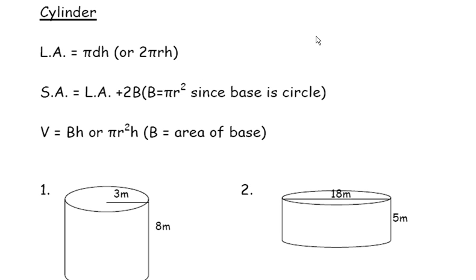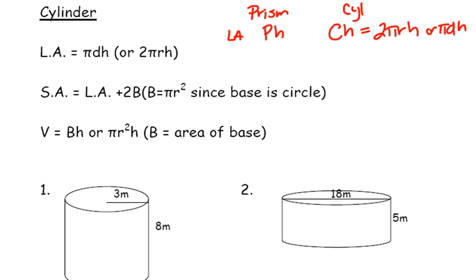In our previous lesson, we talked about prisms and we memorized some formulas. So for a prism, the formula for lateral area was perimeter times the height. For a cylinder, that's exactly the same. The formula is still perimeter times the height, only in this case, our perimeter is known as our circumference times the height, which means that since circumference is 2 pi r, then we have 2 pi rh or pi dh. So you don't really have to memorize another formula, you just need to know how the formula translates.